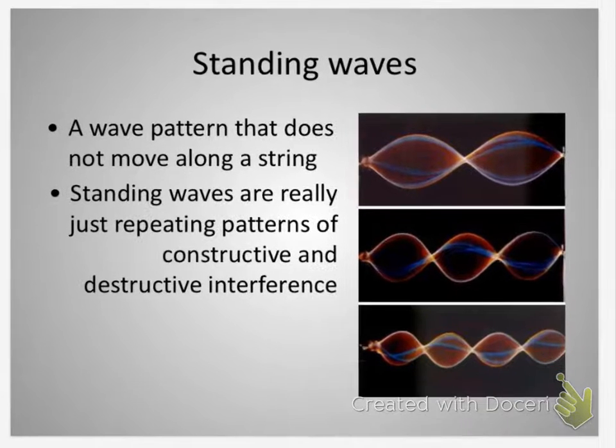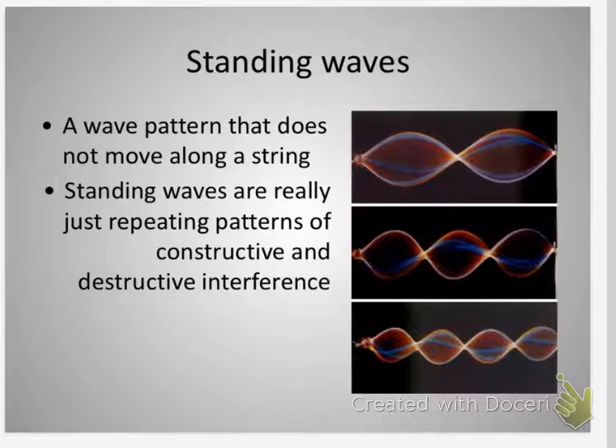Now we get to the really fun part. Standing waves. So this is one where you end up with reflections coming back and interfering. So this happens when you have a simple harmonic motion creating a waveform. So you have a wave pattern, and the reflections of the wave pattern interfere with the oncoming wave.